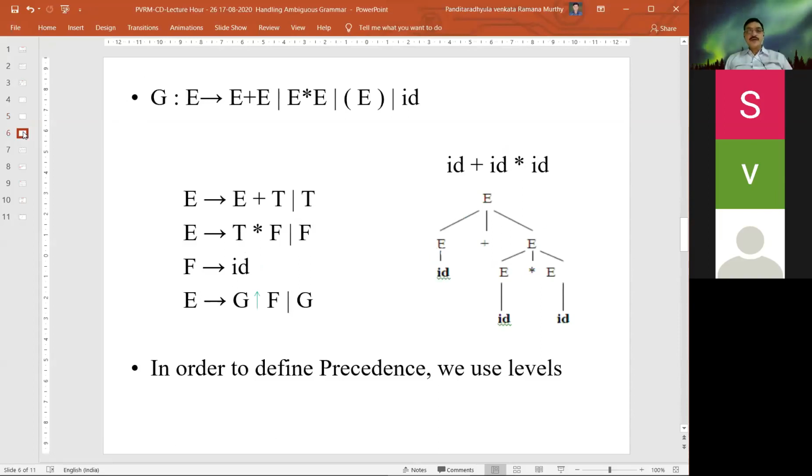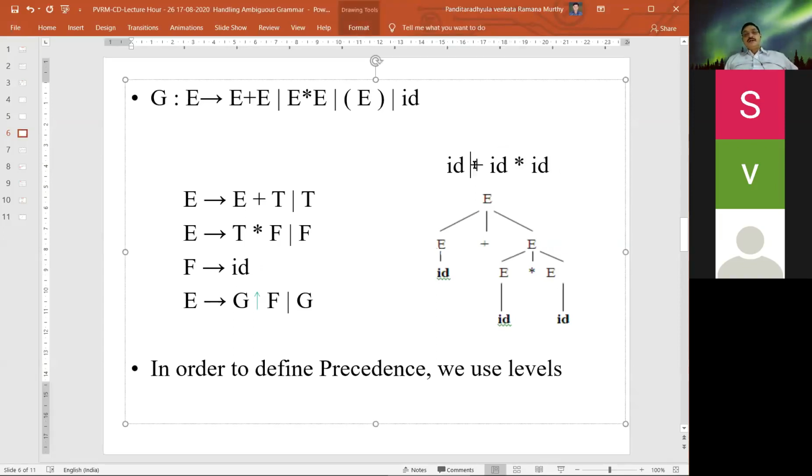Similarly, in order to define the precedence, which operation is to be performed first? Say for example, we are having different symbols in the given expression. Here a lower precedence symbol is there, and a higher precedence symbol is there.